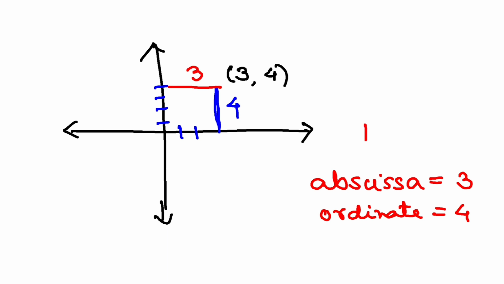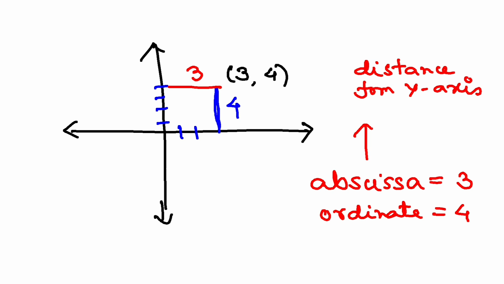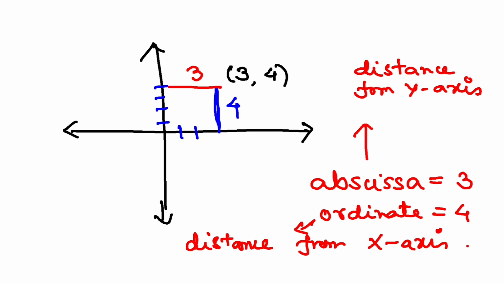So basically what is abscissa? Abscissa is the distance from the y-axis, right? I hope you have learned this concept in class 10. Abscissa is the distance from the y-axis, whereas your ordinate is the distance from the x-axis. Okay, I hope this concept is clear.